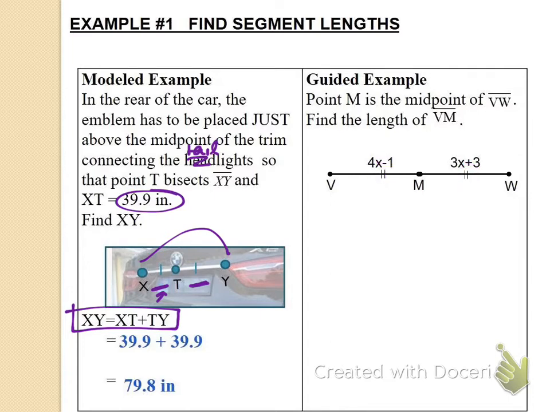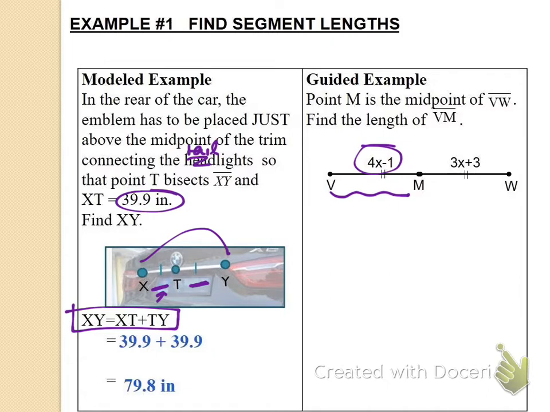So we know that VM and MW are going to have the same measure. Those two segments are congruent. And we want to find the length of VM. Well, in order to find the length of VM, we've got to know what x is, right? So we'd want to come up with an equation that we can solve using the information that we've been given.